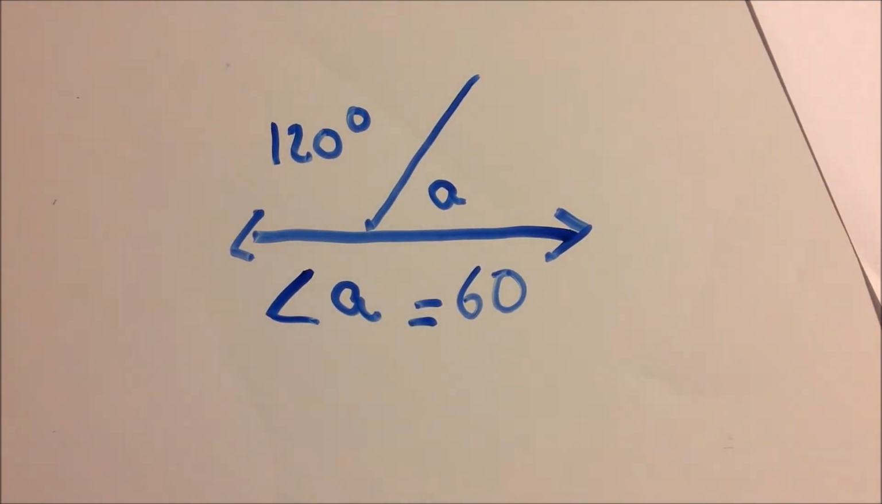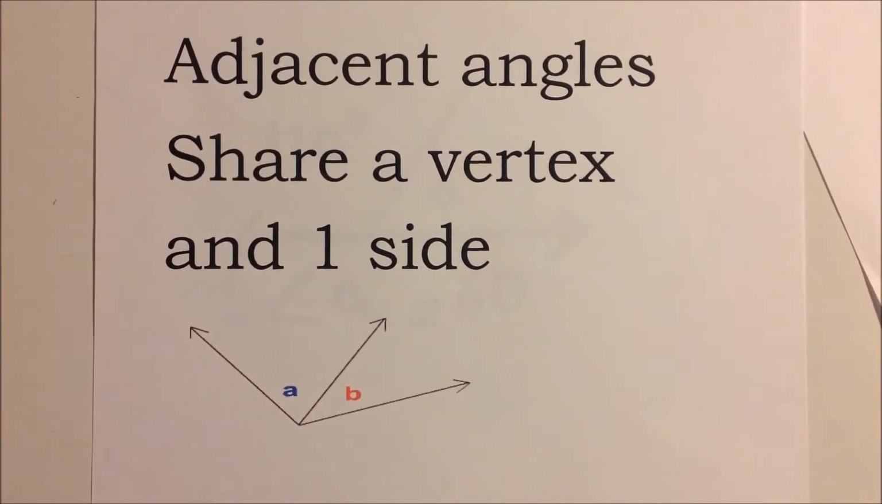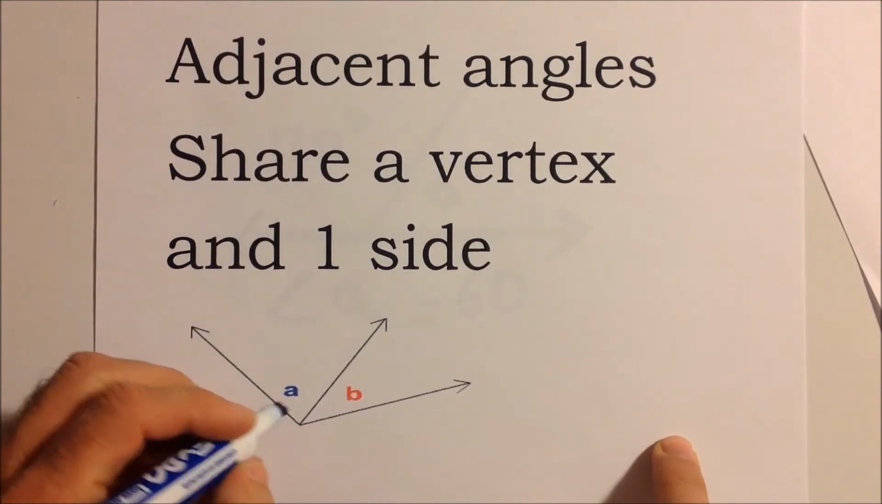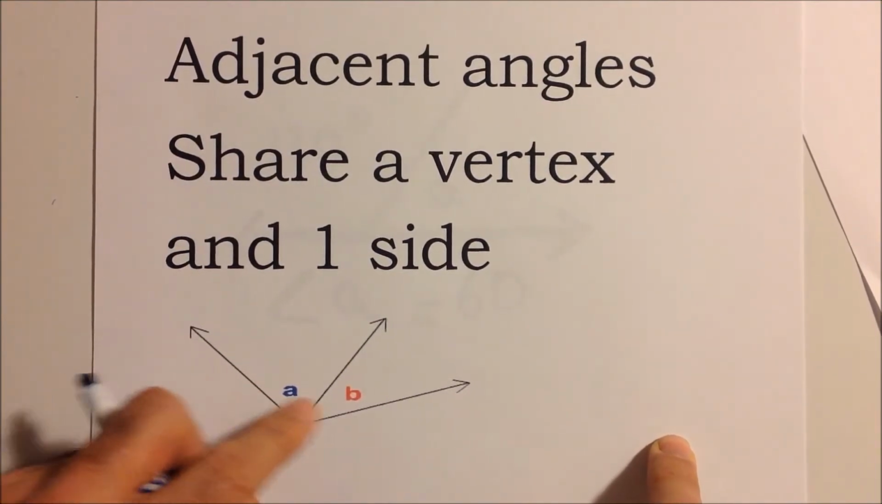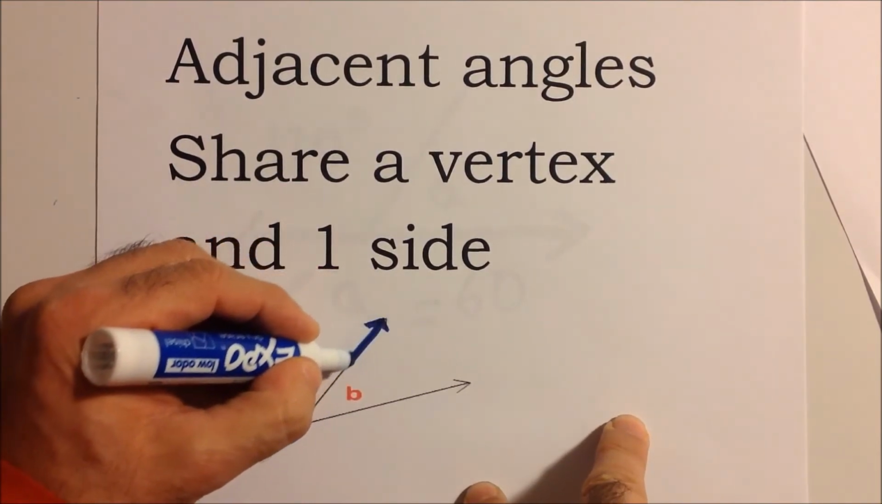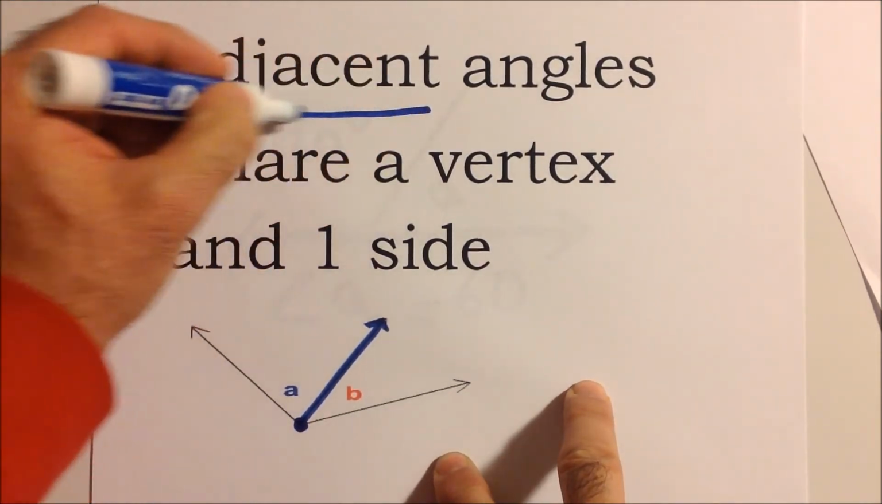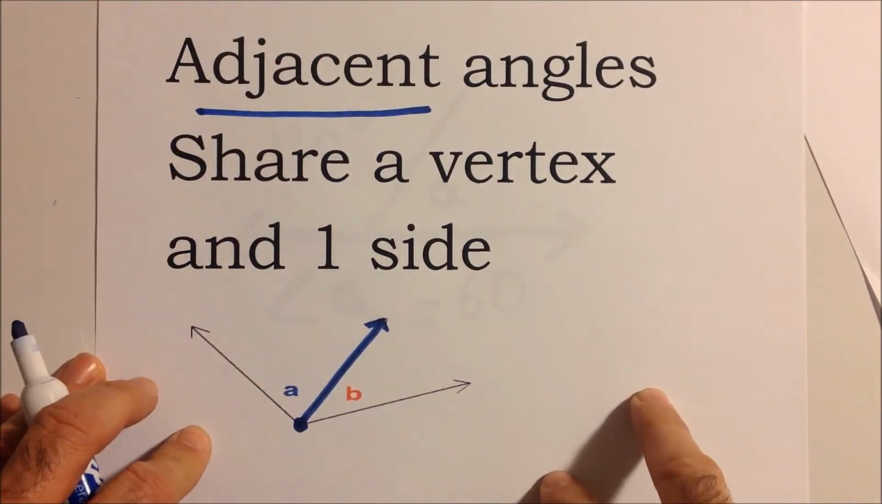Now there's other definitions we need to know. Adjacent angles. Adjacent angles share a vertex. So here's A and B. Here's the vertex they share. They share a vertex and a side. This is the side they share. They're next to each other. They're adjacent. That's what adjacent angles are.